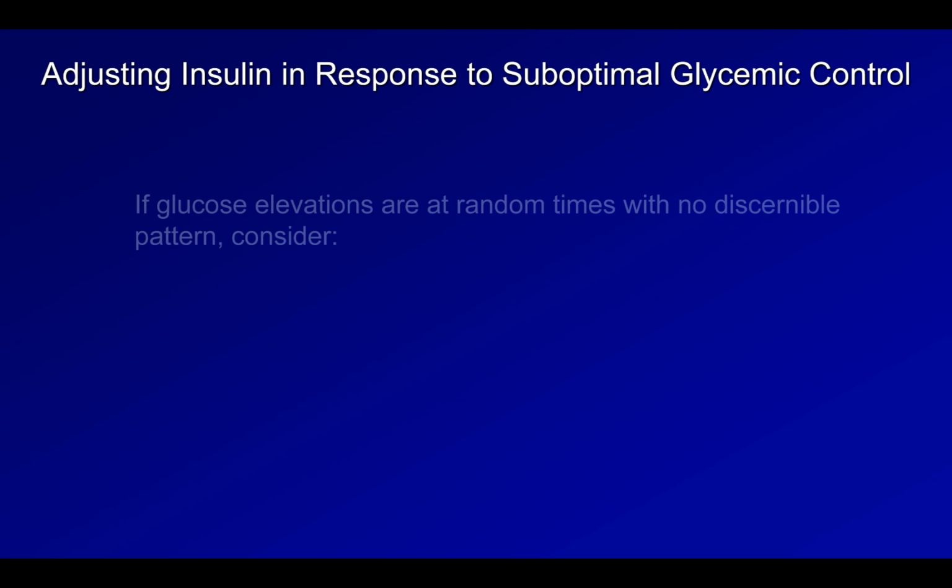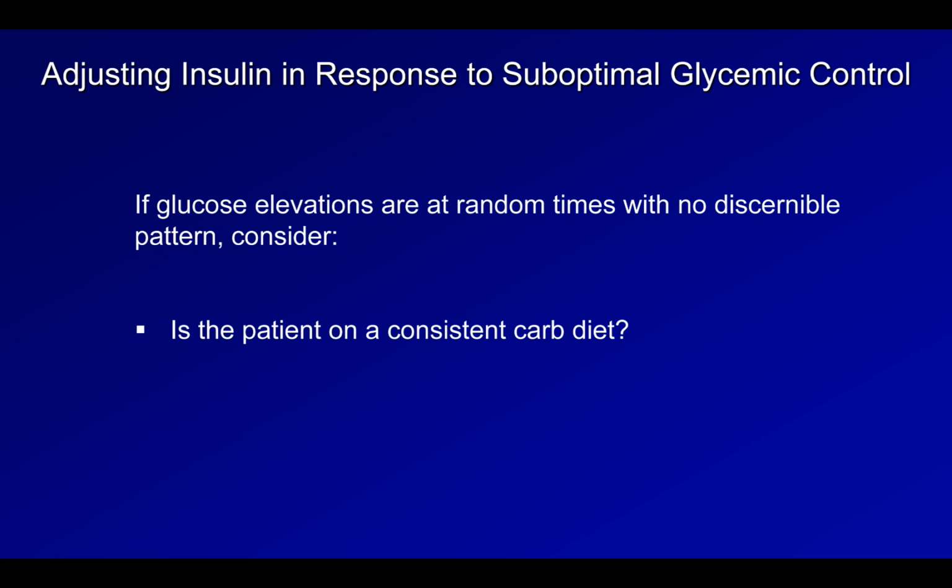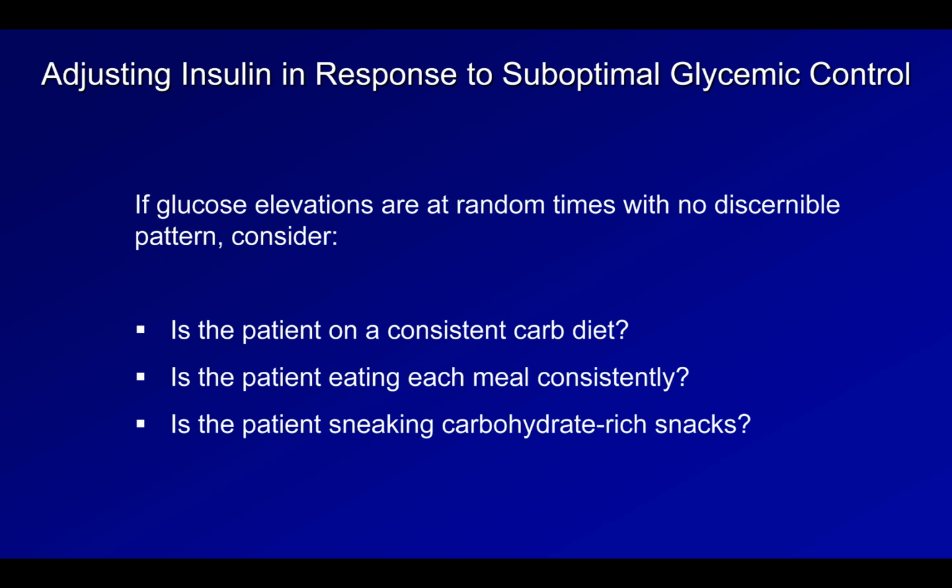If glucose elevations are at random times with no discernible pattern, things to ask include: is the patient on a consistent carb diet? Is the patient eating each meal consistently? And is the patient sneaking carbohydrate-rich snacks?